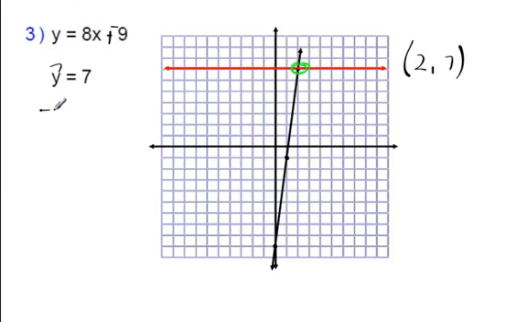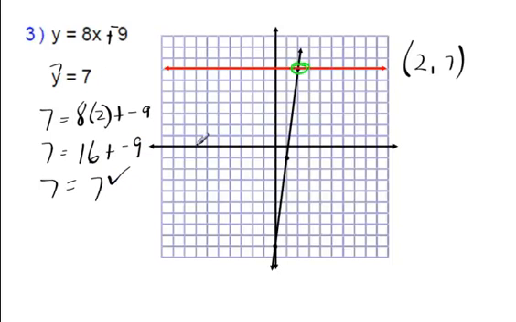So let's substitute y is 7. We have 8 times x. X over here is 2. And then that equals negative 9. So 7 equals 8 times 2 is 16 plus negative 9. So 7 equals 16 plus negative 9 is 7. So check. So we know that's correct.